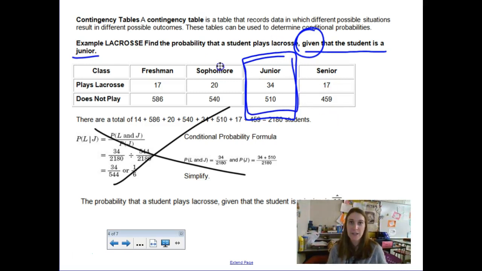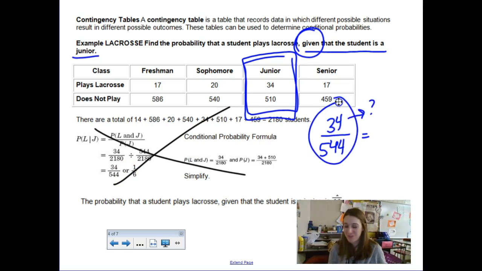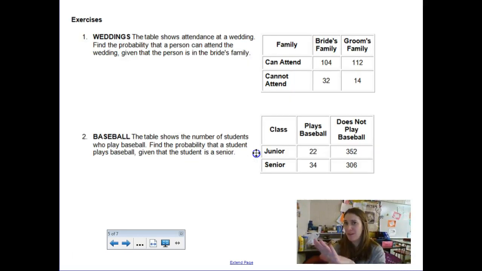So in this data, the probability that the student plays lacrosse is 34 out of 544, which according to this comes out to 1/6, but again, I don't know if that's true or not, so I'm not really sure if that reduces. I feel like there was a typo and I don't know if I ever fixed it, so sorry.